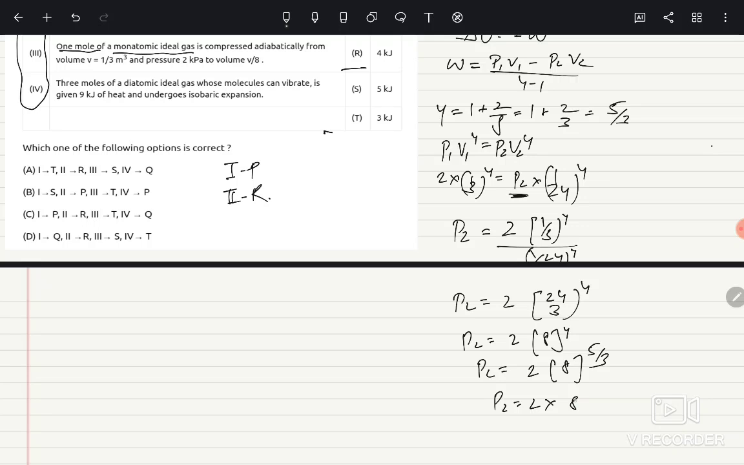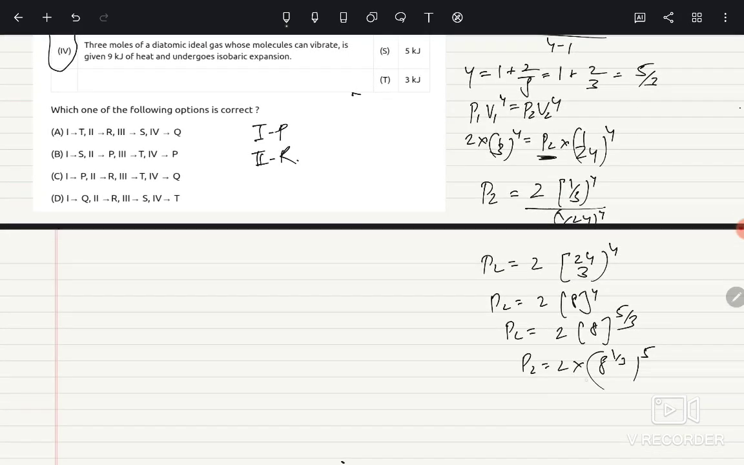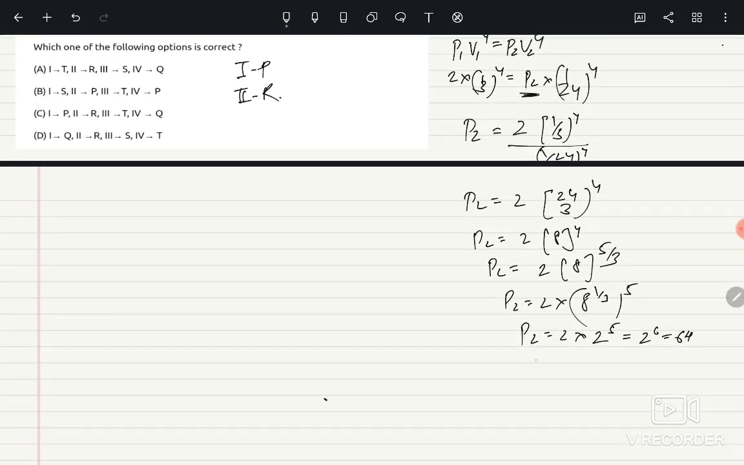We take the cube root of 8 first, then we take its power 5. The cube root of 8 will give us 2. Then 2 to the power 5, times 2 is 2 to the power 6. 2 to the power 6 becomes 64. So the pressure comes out to be 64 kilopascal.